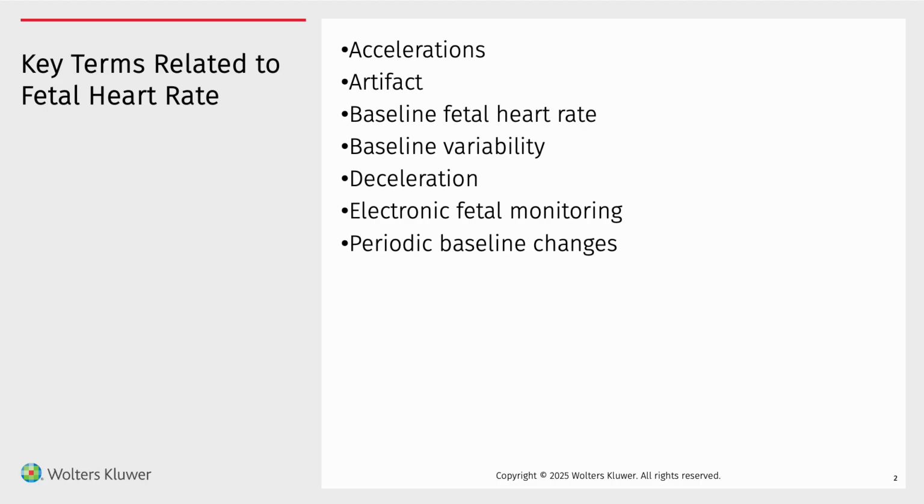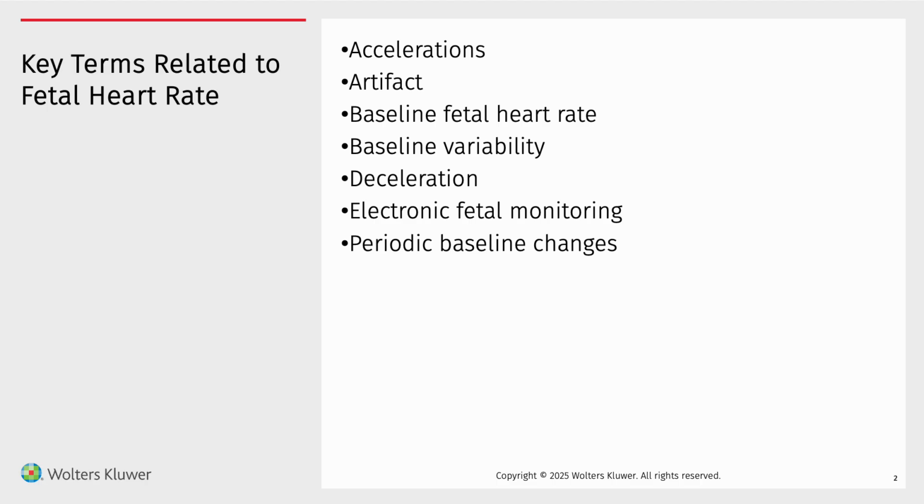Next is baseline fetal heart rate. The average fetal heart rate over 10 minutes, excluding accelerations or decelerations and periods of marked variability. Normal is 110 to 160 beats per minute. Then you have the baseline variability. This is the fluctuation in the baseline fetal heart rate measured in amplitude. It indicates fetal autonomic nervous system health.